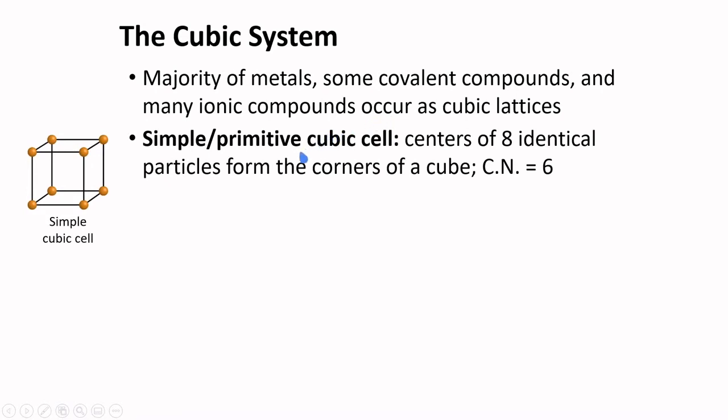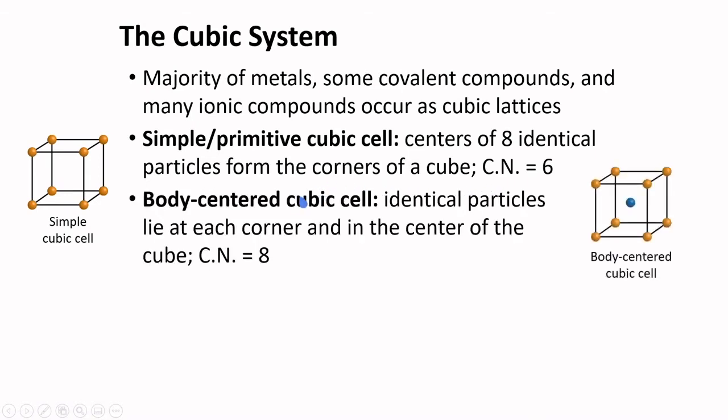The first one is simple or primitive cubic cell. Here, the centers of 8 identical particles form the corners of a cube. Assuming there is only one type of particle, the coordination number here is 6. The next type is body-centered cubic cell, wherein identical particles lie at each corner and in the center of the cube. The coordination number for a system with one type of particle is 8.